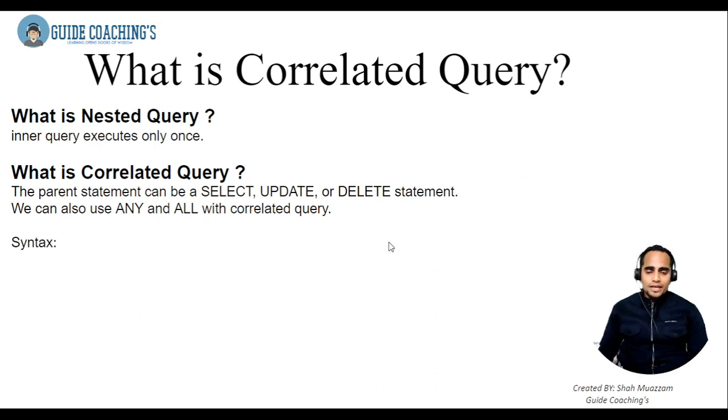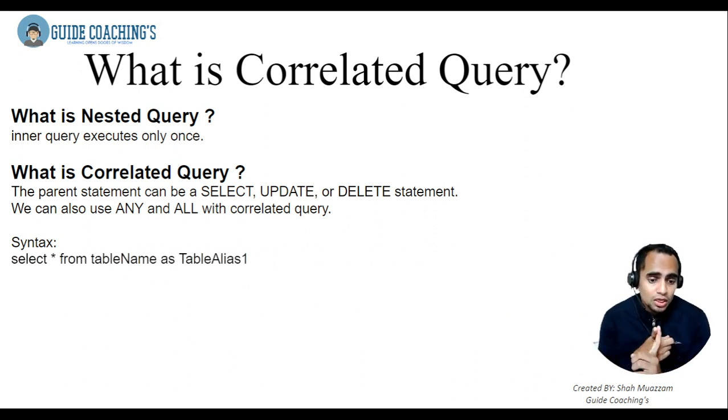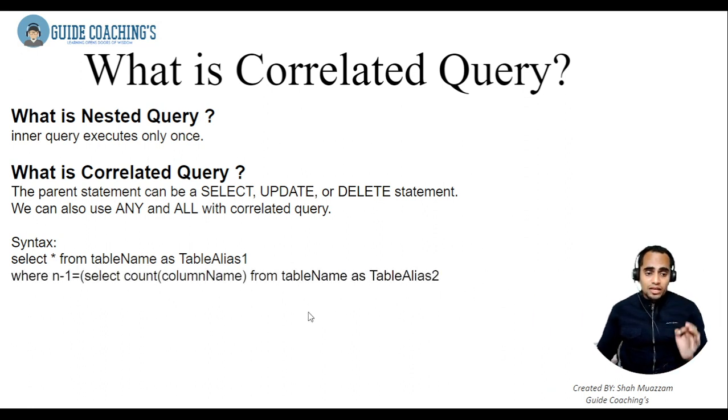Then the syntax of the correlated query is very simple. We have learnt about the self join. So here we need a self join on the conditions. We will see how it is done. We have a basic simple query, that is select star from table name as alias. We need to give an alias for that particular table. Then we will write where n minus 1.